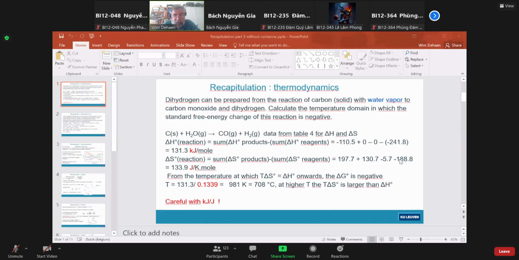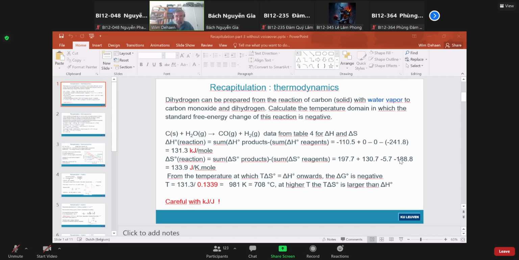So what is the temperature in which it becomes negative? T delta S is going to be a positive number, so minus T delta S is going to be a negative number because delta S is positive. So that means minus T delta S becomes more and more negative as T is increasing. At a certain point when T delta S equals delta H, delta G is 0. And from then on, delta G will be negative.